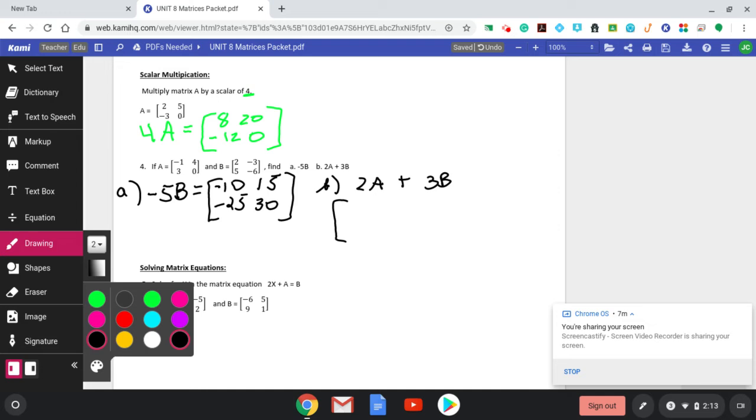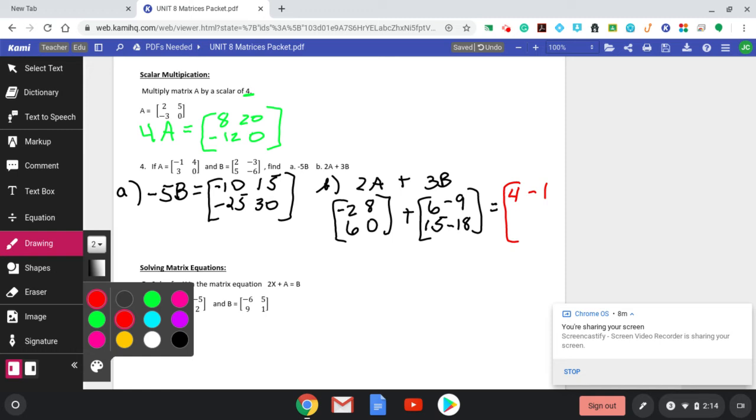So take matrix A and multiply it by 2. So you are going to have -2, 6, 8, 0. Take matrix B, multiply it by 3. You are going to have 6, -9, 15, and -18. After you're done with your multiplication, add them up. -2 plus 6, 8 plus -9, 6 plus 15, and 0 plus -18. So there is our ending value.